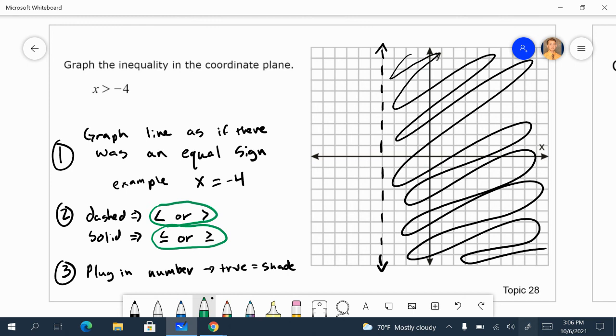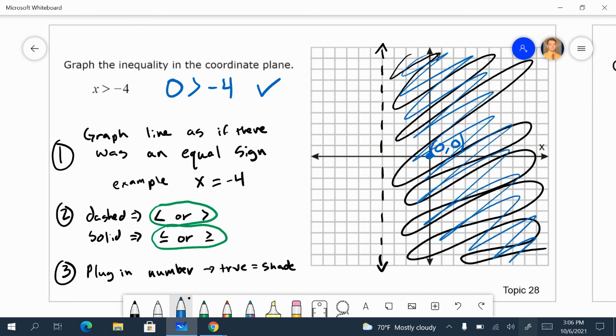And then the last step here is we got to figure out which side we're shading. We have to shade because it's an inequality. How do I figure out which side to shade? I plug in any random number that I want. Typically, I like plugging in the origin, or 0, 0. If I plug in 0, 0 for this, we only have an x value, but 0 is greater than negative 4. That is a true statement. If it's true, then we shade the side that 0, 0 is on. So that's why I have this side shaded, because that makes it true.